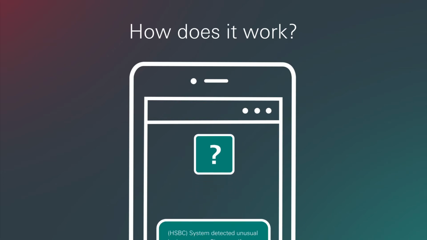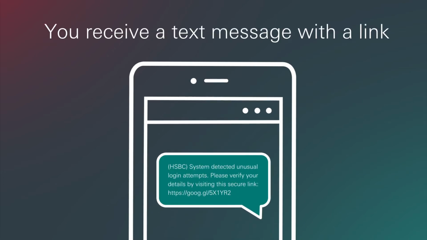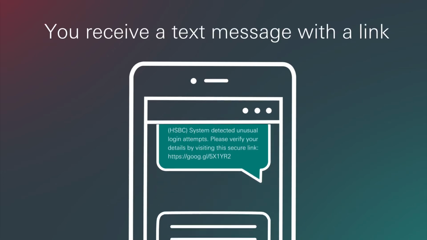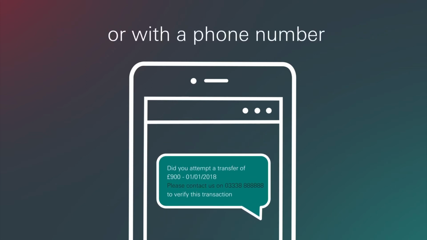Here's how it works. You receive a text message claiming to be from HSBC. It may even appear alongside our official text messages, or instead of a link, it may include a phone number.